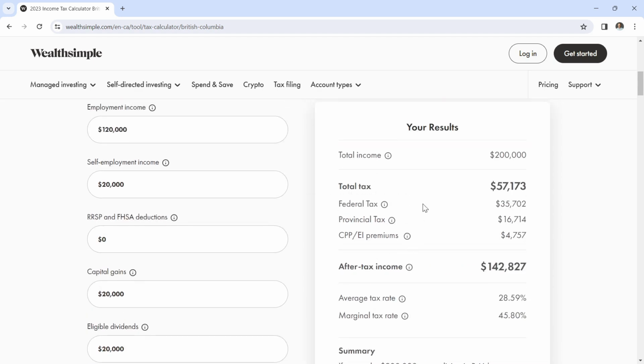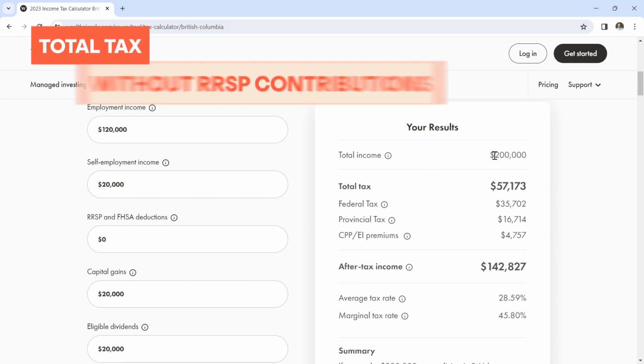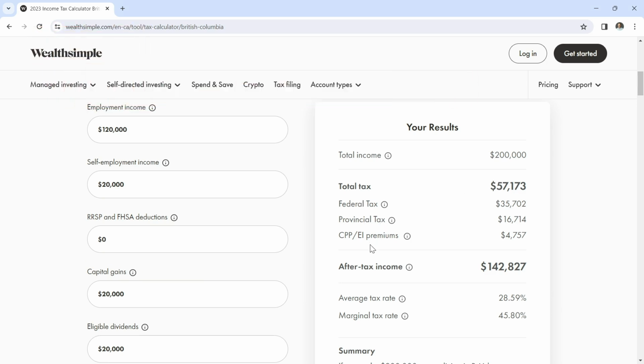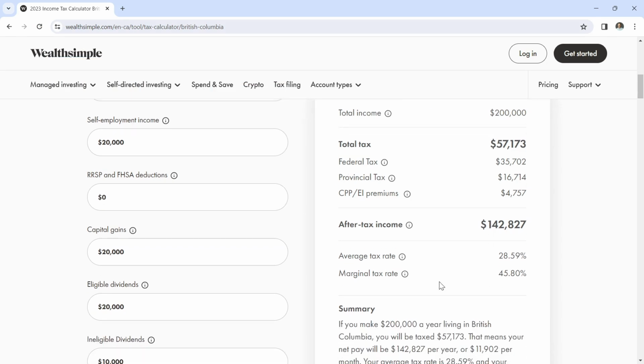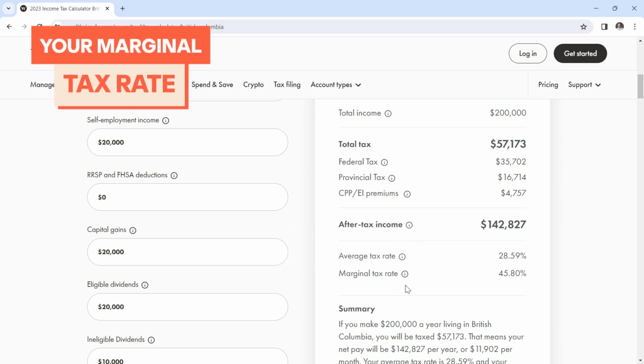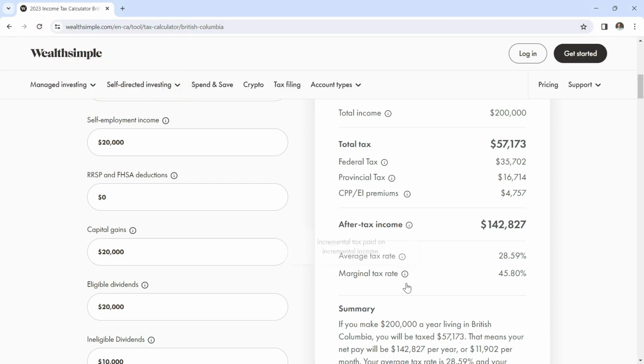So we can see on the right-hand side that my results say I have total income of $200,000. My total tax includes federal tax, provincial tax, CPP, and EI, and I have an after-tax income amount. But the information here that's really important is your marginal tax rate. If you're not sure what a marginal tax rate is, check the link in the blog post that takes you to a separate discussion all about marginal tax rates. This just really means what the incremental tax paid on the next dollar of income is going to be. In this case, it's going to be 46 cents on the dollar approximately.